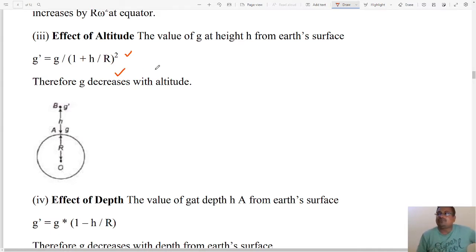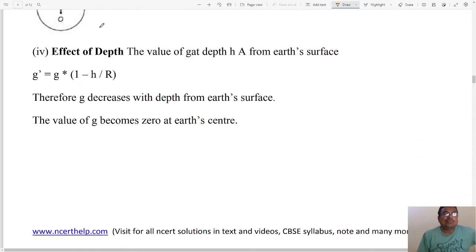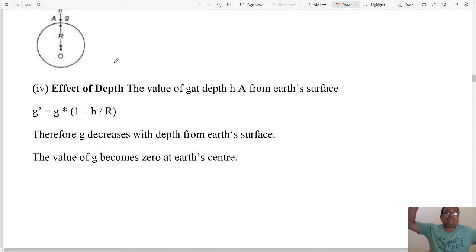At sea level, that value is different. If we go to a higher altitude, to a mountain or Mount Everest, or far away from the earth, does the g value increase or decrease? This value goes on decreasing. Now about the depth. Instead of going up, if someone goes deep inside the ocean, at a depth from the earth's surface, the g value decreases with the depth. The value becomes zero at the center of the earth.